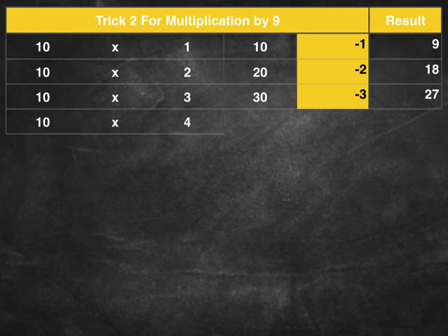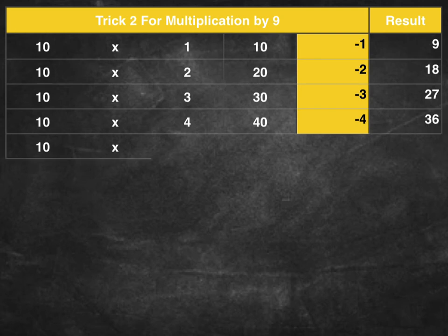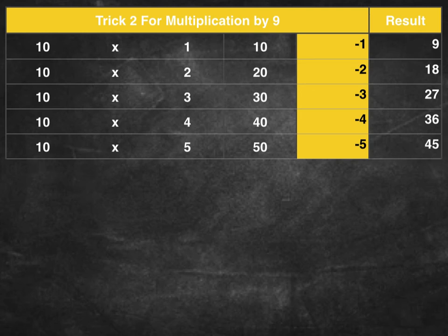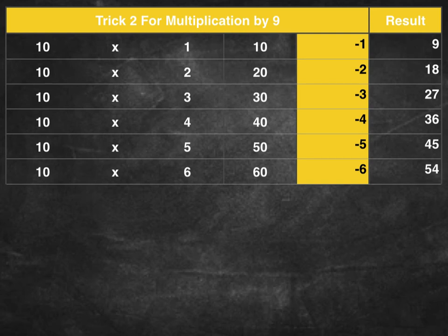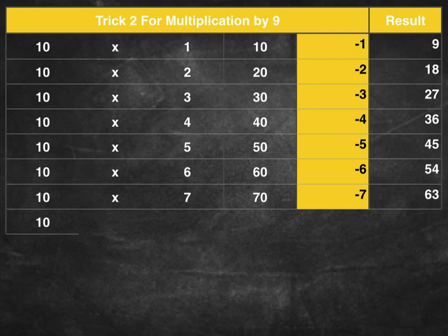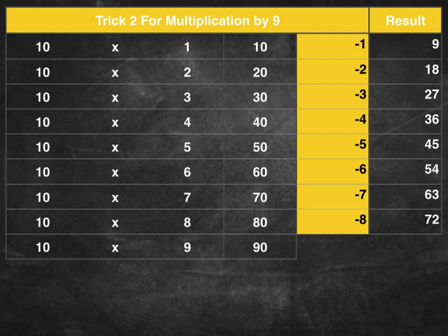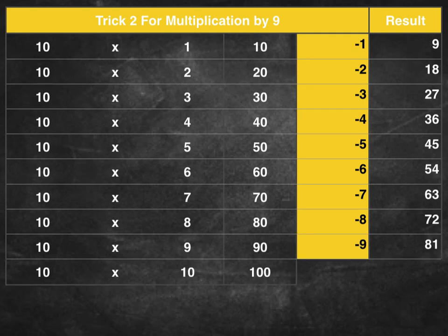10 into 4 is 40. We will minus 4. Answer is 36. 10 into 5, the multiplication of 10 by 5 is 50. Let's minus 5 from 50. Answer is 45. 10 into 6, 60. Minus 6, 54. 10 into 7, 70. Minus 7, 63. 10 into 8, 80. Minus 8, 72. 10 into 9, 90. Minus 9, 81. 10 into 10 is 100.